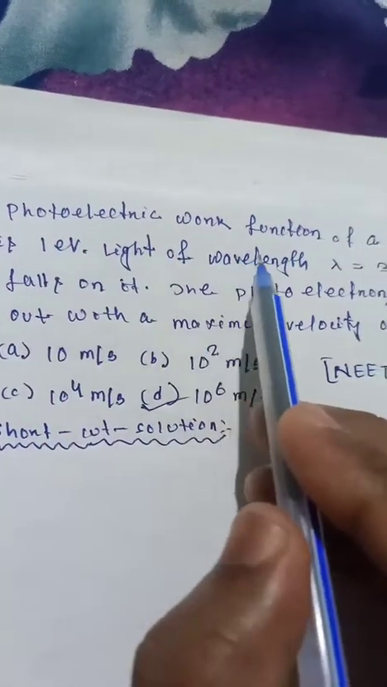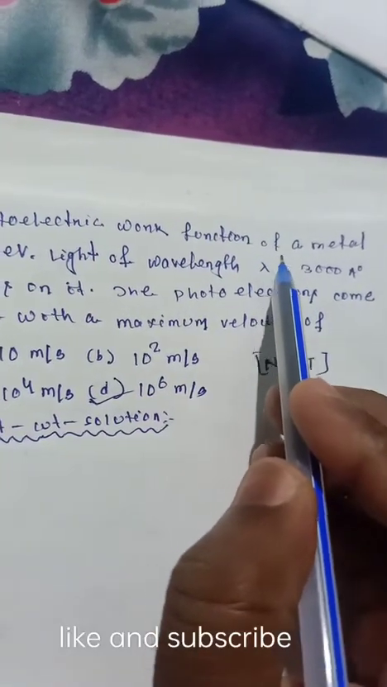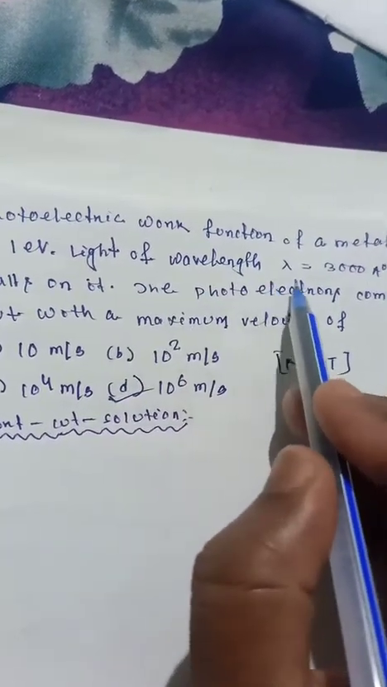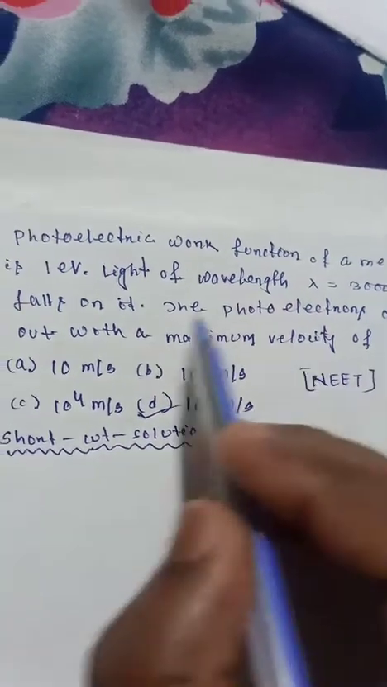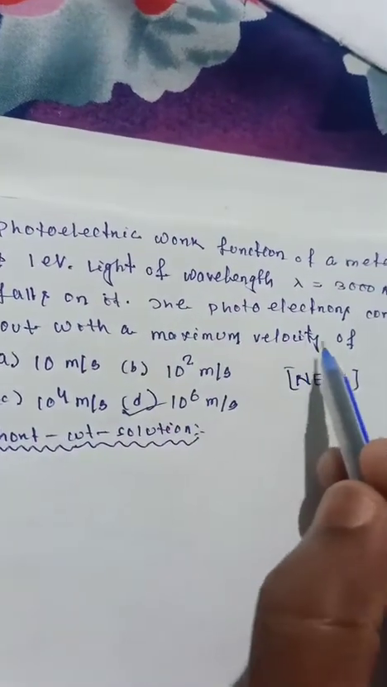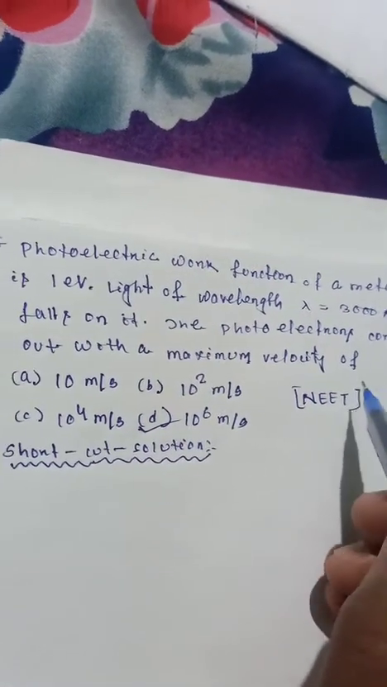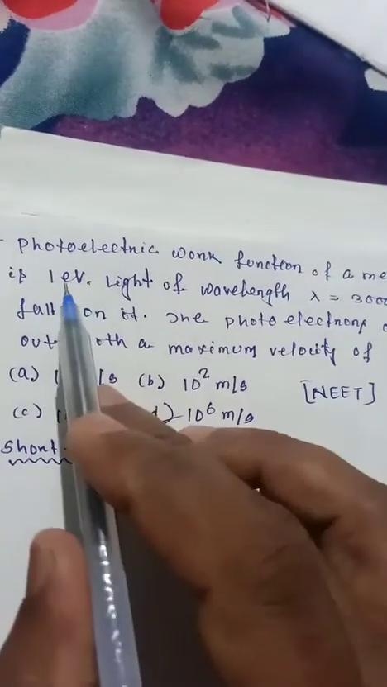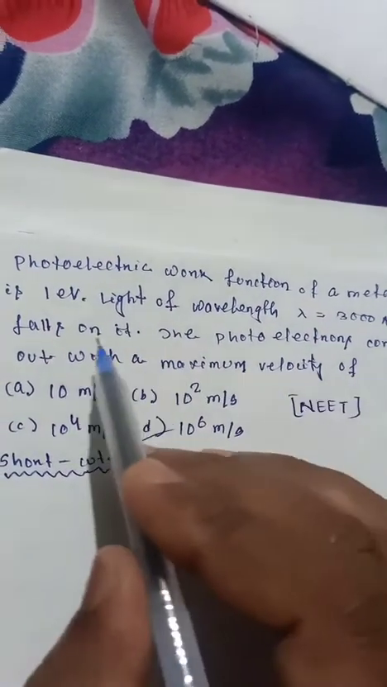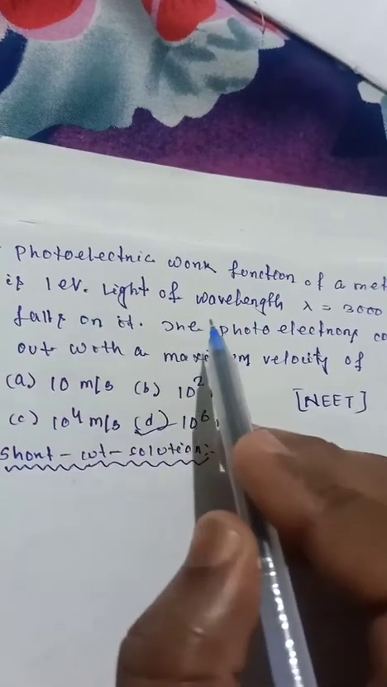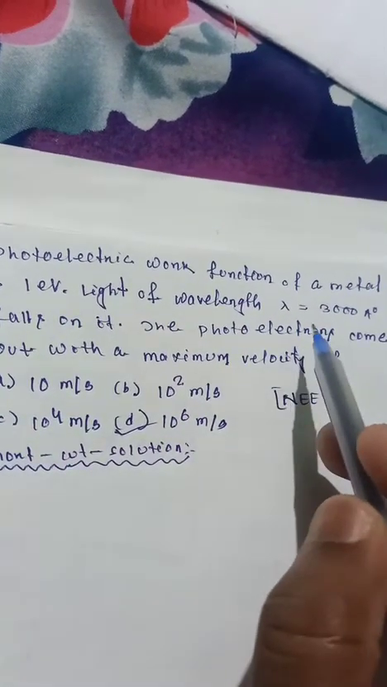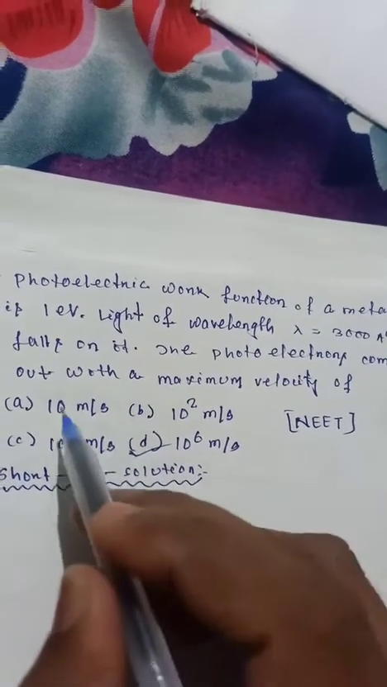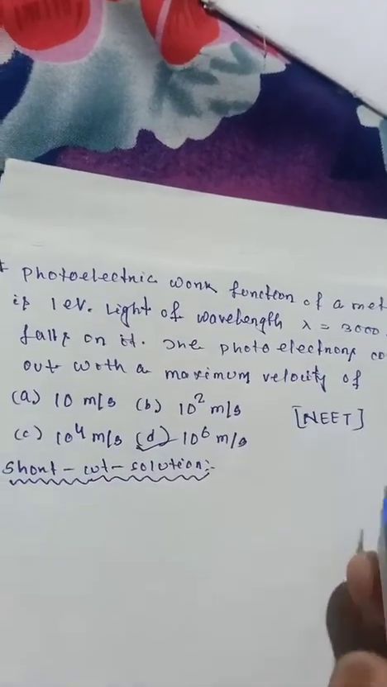The photoelectric work function of a metal is 1 electron volt. Light of wavelength lambda equal to 3000 angstrom falls on it. The photoelectrons come out with a maximum velocity of how much?